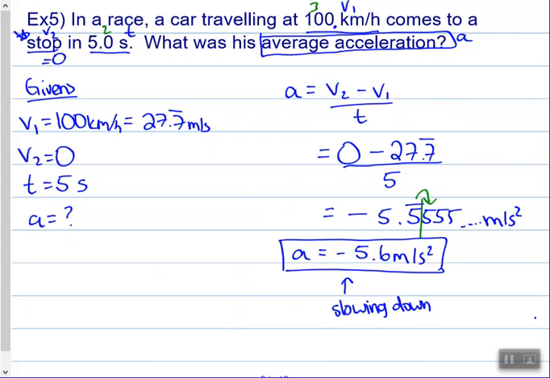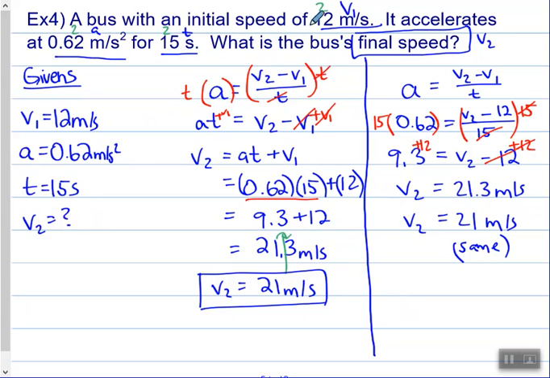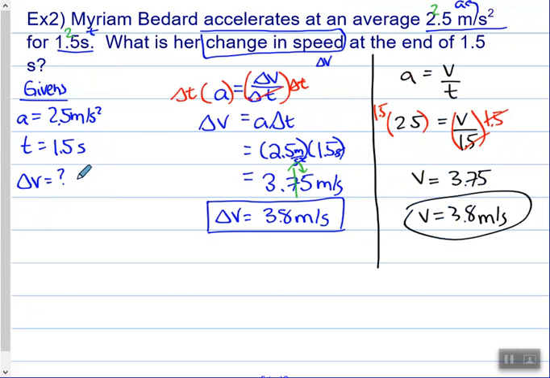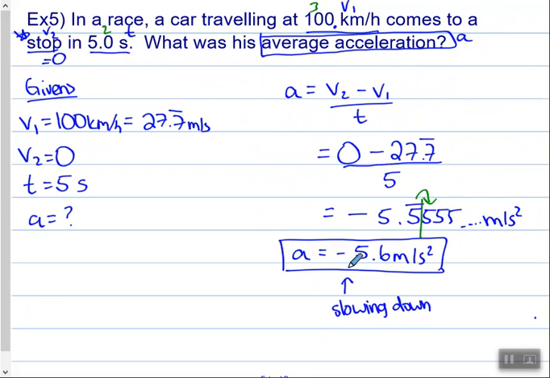In all of our other examples, we were speeding up. So here, positive acceleration, so speeding up. Here, speeding up, so going 1.8 to 8.3. Here, positive acceleration, so speeding up. Whenever we have a negative acceleration, that does mean we are slowing down.